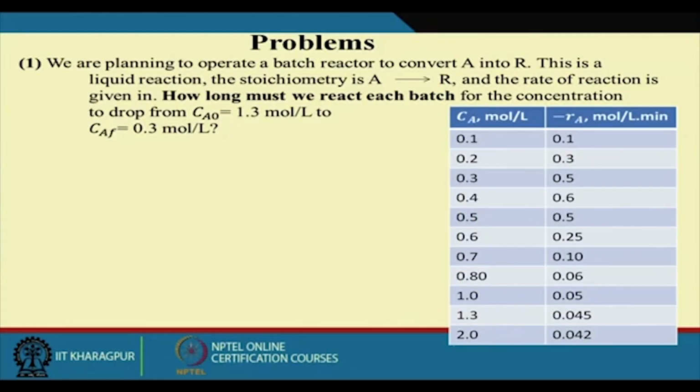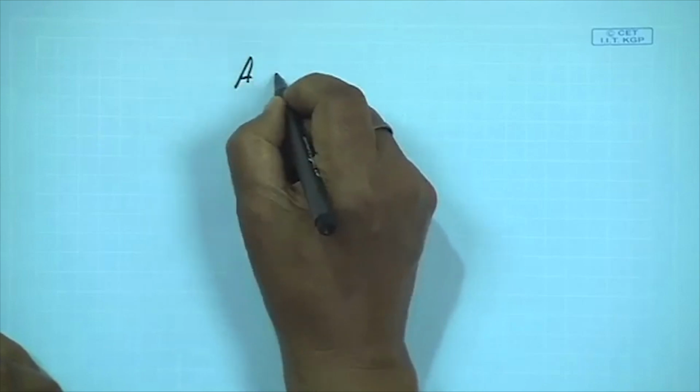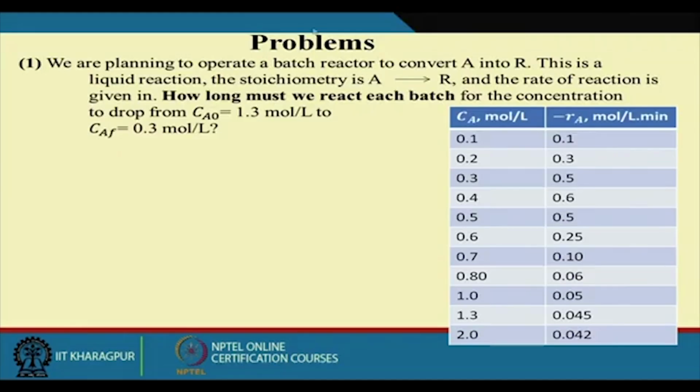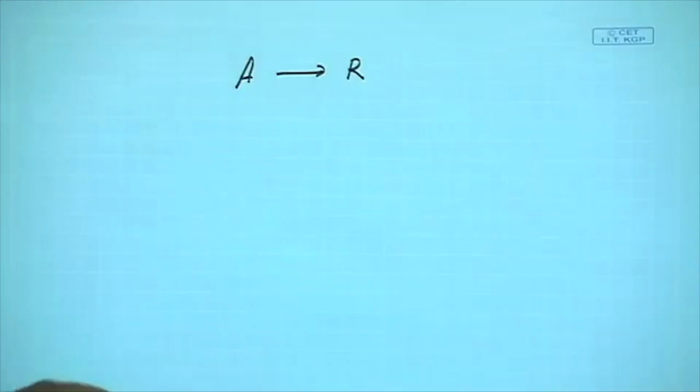The first problem I want to discuss is that we are planning to operate a batch reactor to convert A into R, and this is a liquid phase reaction. Stoichiometry is A to R, meaning 1 mole of A is converted to 1 mole of R, and the rate of reaction is given. How long must we react each batch for the concentration to drop from 1.3 moles per liter to 0.3? So, we shall have to find out the time of reaction required in the batch process.